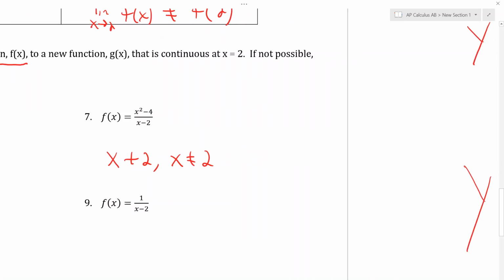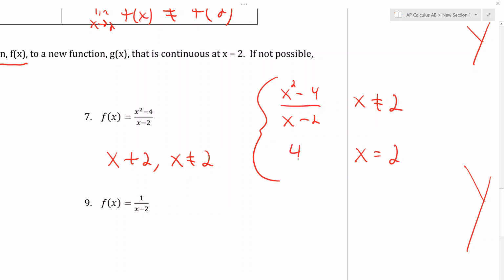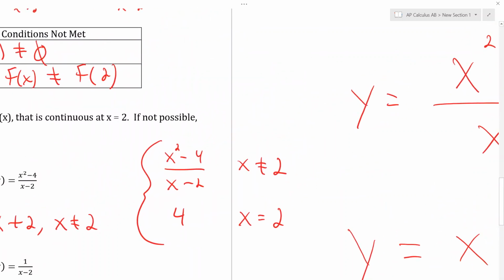Okay? So to make this continuous, I'm going to make up this function. I'm going to let this be what it was, except for at 2, because it's undefined there anyway. And at 2, I'm going to make it equal 4. Okay? Graphically, what we just did was take a function that looked like this and said, let's just put a point right where we want it to be. Great. Is that okay?